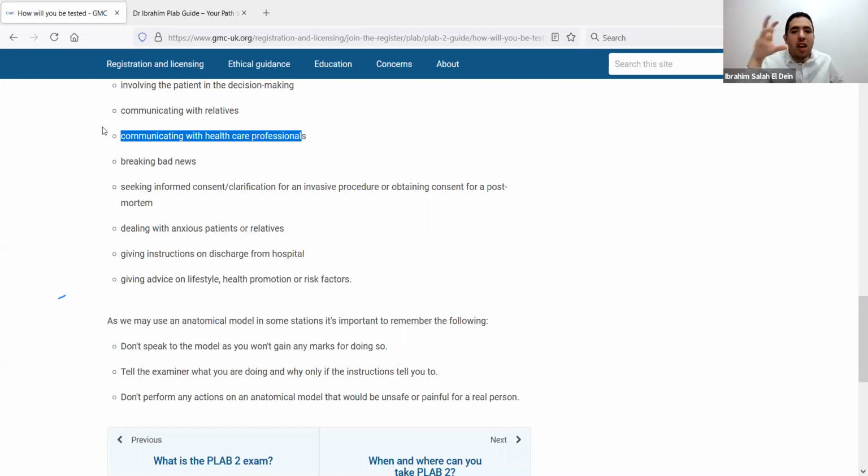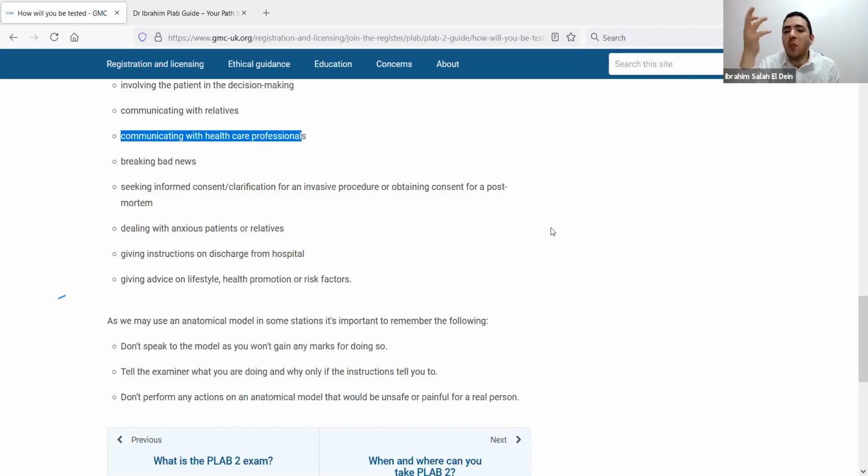Okay, so breaking bad news is just saying how to say the bad news, and in such a type of station, IBS has a very important role. Or even seeking informed consent or clarification for an invasive procedure, or obtaining consent for post-mortem. You are FY2, so this is what occurs in the hospital. The specialist will not come and tell the patient the bad news. They will let you tell her. The specialist will not come and tell the patient about the severity of the procedure until she asks. So they will let you tell her.